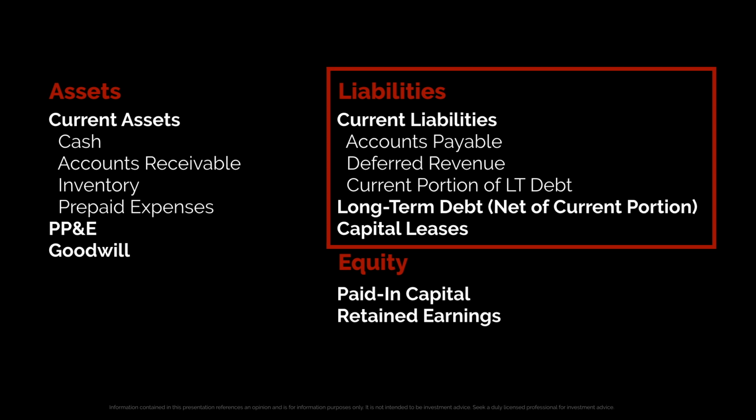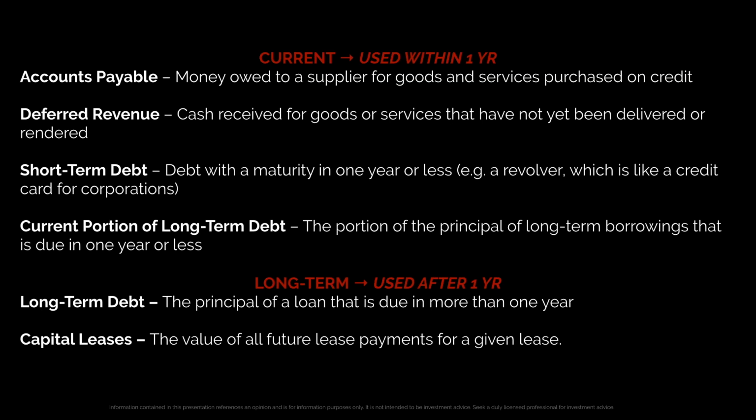So again, liabilities, we can mark it with current liabilities and long-term debt. Accounts payable, deferred revenue, and the current portion of long-term debt are all considered current liabilities. And then you have long-term debt and capital leases. So let's delve into those for a second here. Again, our definition of current and long-term is the same. Current is used or paid off within 1 year. Long-term is greater than 1 year. So anytime you see that in any financial context, you can immediately think 1 year or greater than 1 year.